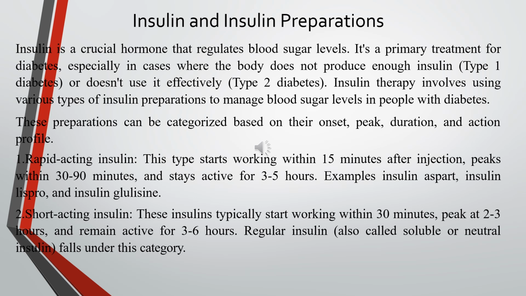First one is rapid acting insulin. This type starts working within 15 minutes after injection, peaks within 30 to 90 minutes, and stays active for 3 to 5 hours. Examples are insulin aspart, insulin lispro and insulin glulisine. Second one is short-acting insulin. These insulins typically start working within 30 minutes, peak at 2 to 3 hours, and remain active for 3 to 6 hours. Regular insulin, also called soluble or neutral insulin, falls under this heading.